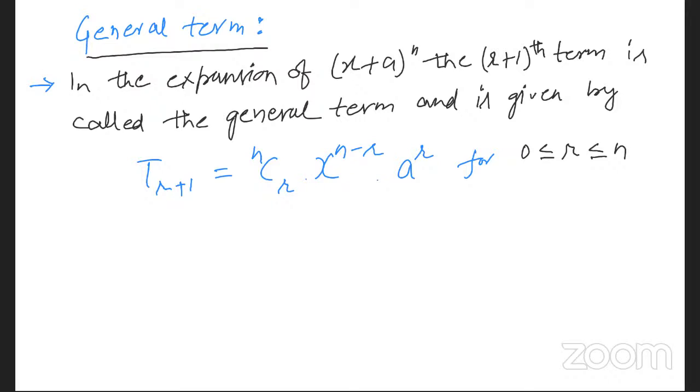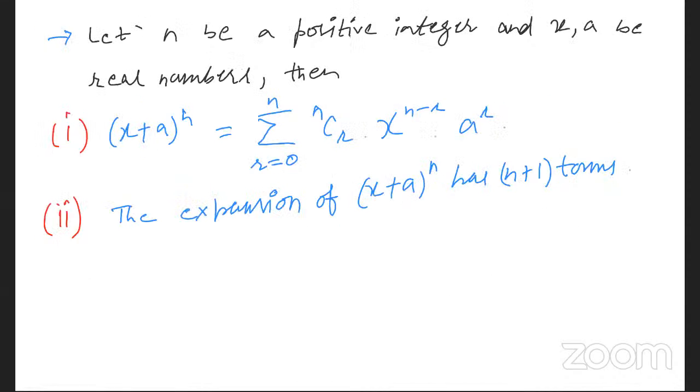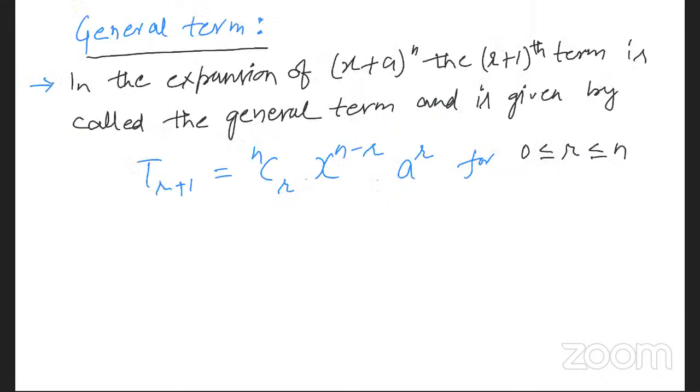So if you look at this one, this is the general term in the expansion we have done. Now we shall see one more expansion. The general term, the r plus 1 term, in the expansion of x plus a whole power n is t r plus 1, given by nCr x to the power of n minus r into a to the power of r. We shall see one more expansion based on x plus a whole power n.